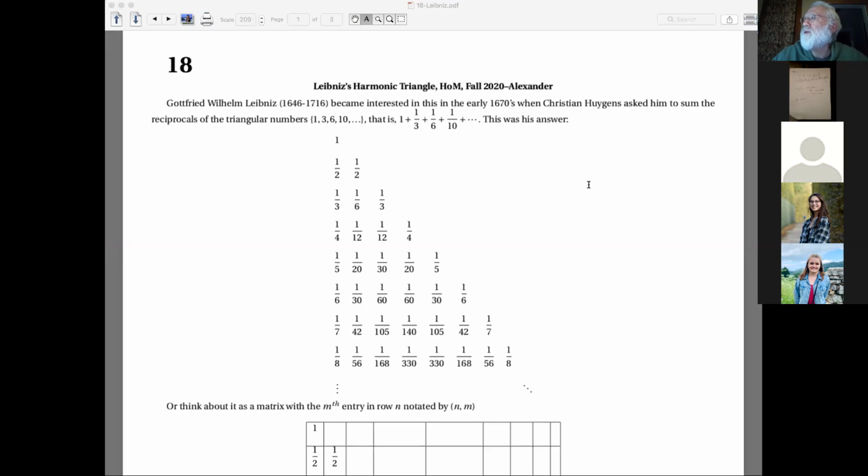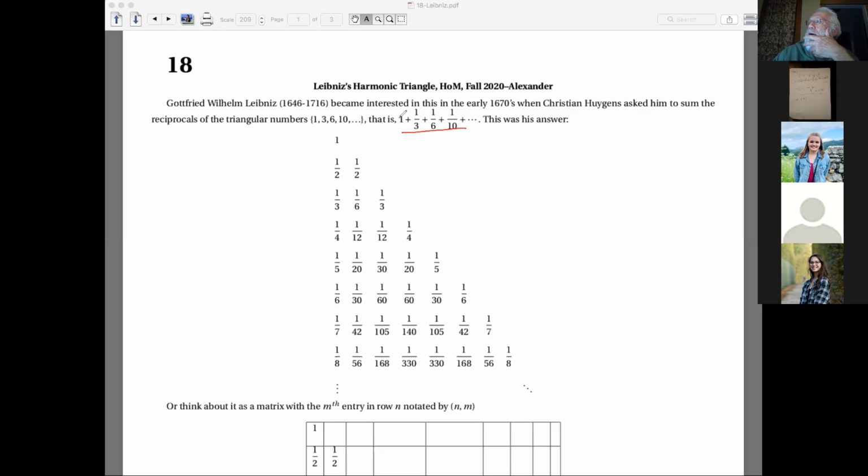Okay, so you're seeing the triangle? Yep. Okay, now notice if I multiply this by 1/2, I get 1/2 plus 1/6 plus 1/12 plus 1/20. So I just multiply.